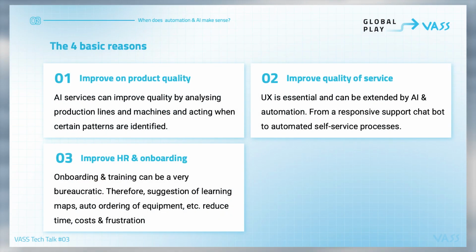Then we do have improved HR and onboarding, because it can be a very bureaucratic task that you need to do. So this can take place when you're onboarding new resources. You can automatically have a process in the background requesting the equipment that needs to be there. You can see what kind of courses need to be taken, what skills the person has based on their CV. So you can identify all of that, making a roadmap for the learning.